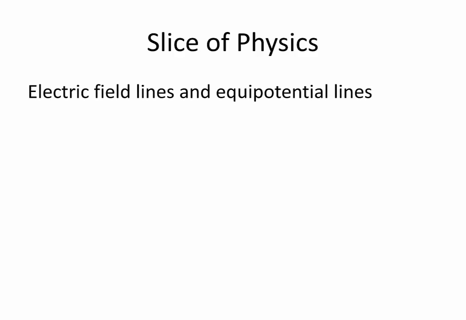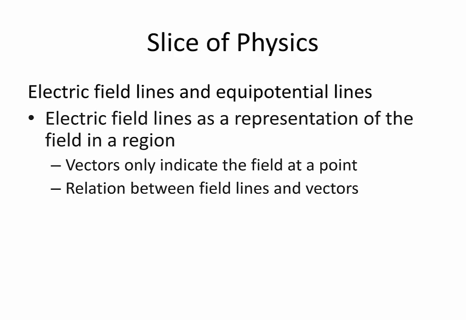Let's now take a look at electric field lines and equipotential lines. We will first see what electric field lines are and understand that they are a representation of electric field in a region of space, while vectors only indicated the field at a given point. We will see how we can go from electric field lines to vectors at various given points.